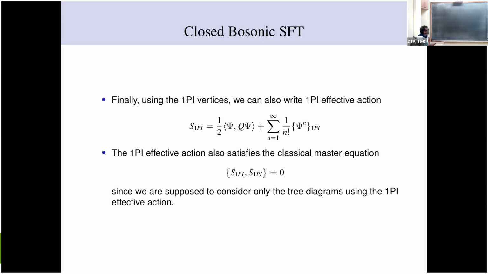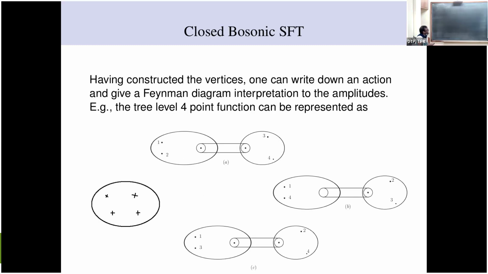Yes. So you use these 1PI effective vertices and write down the 1PI effective action. The form is the same, but which vertex you use changes. This 1PI effective action satisfies the classical master equation because we are supposed to consider only tree diagrams using this 1PI effective action. Having constructed the vertices, you can write down an action and give a Feynman diagram interpretation to that.